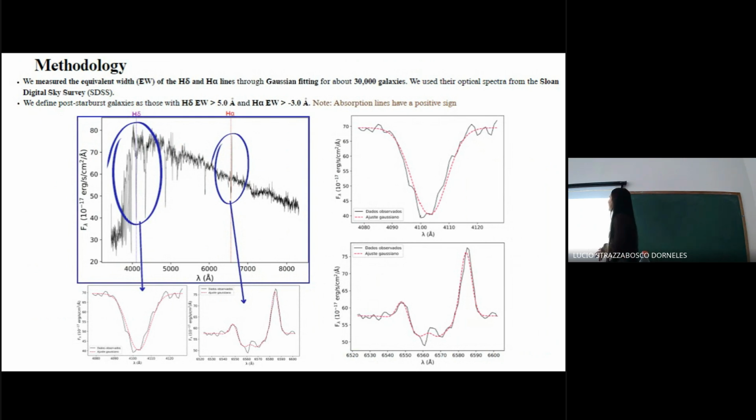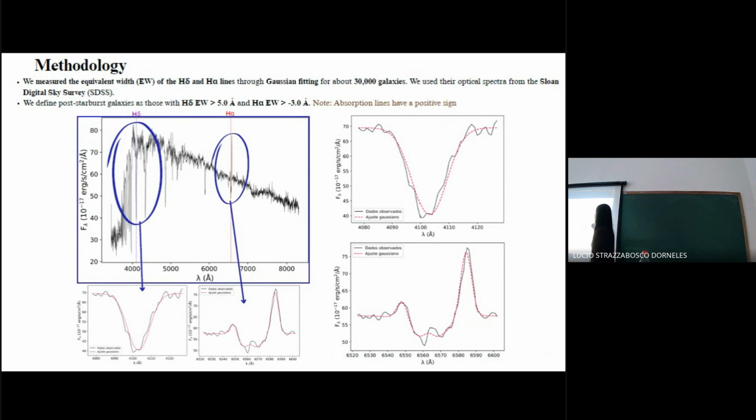So we define the post-starburst galaxies as those with H delta EW greater than 5 angstroms. 5 angstroms is about the flux I have here. This is 6.8 EW. But what is EW? We are going to talk about it here.